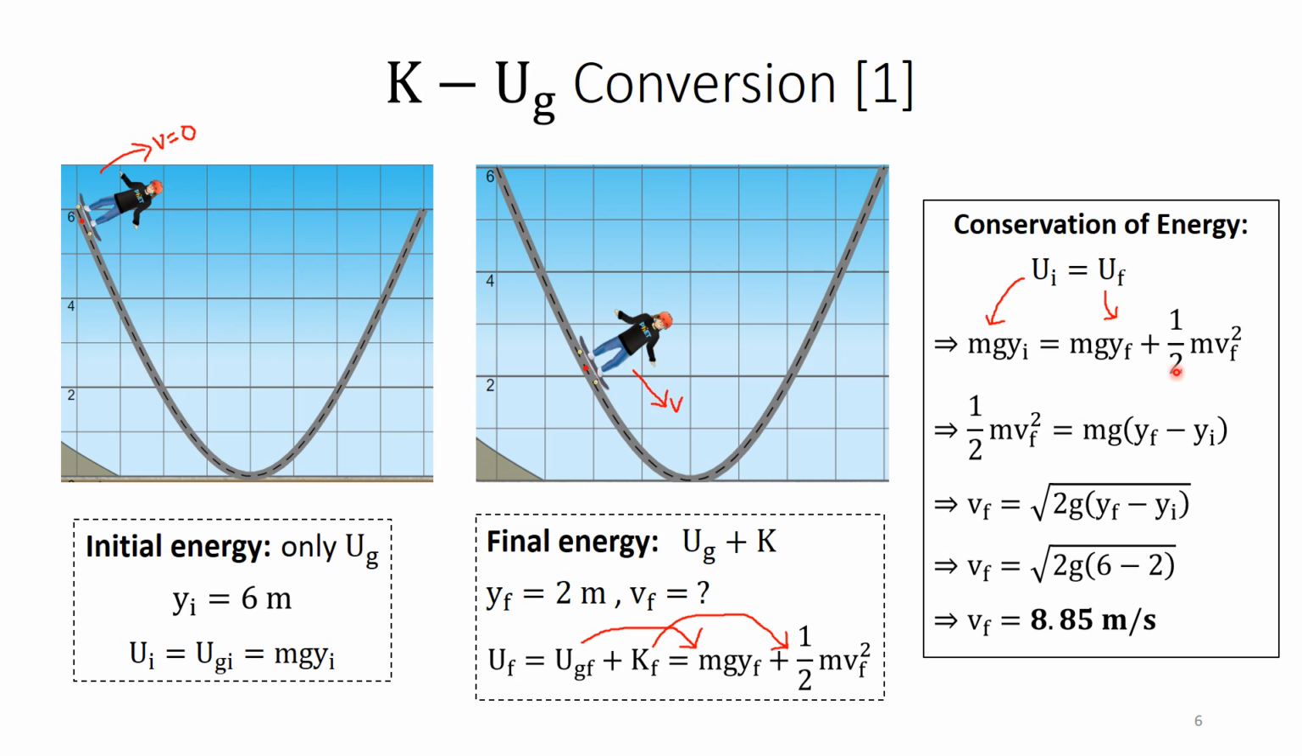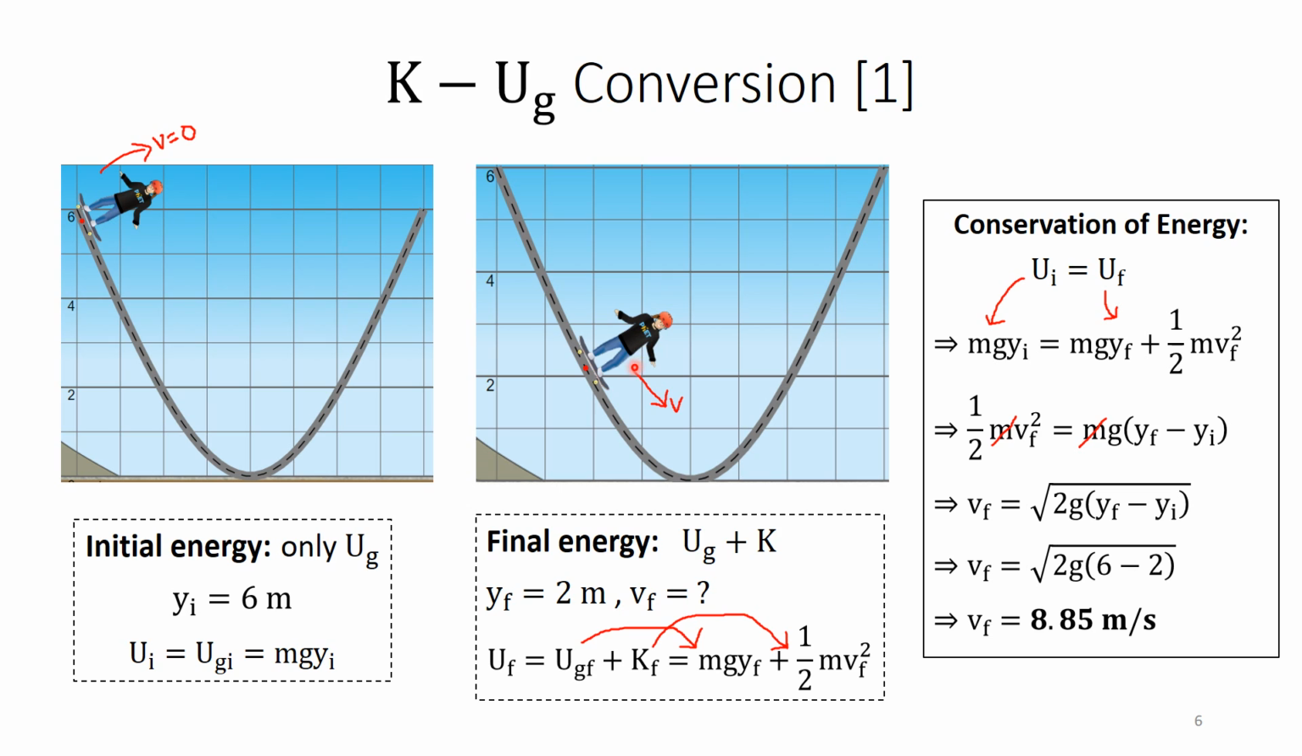Then we can rearrange the equation. We are trying to solve for v final. So rearrange the equation, try to isolate v final, and you can see in the process the mass cancels out. Okay. So we were not given the mass of the skater, but it turns out that we don't need the mass of the skater. It cancels out. So we can solve this problem without knowing the mass of the skater.